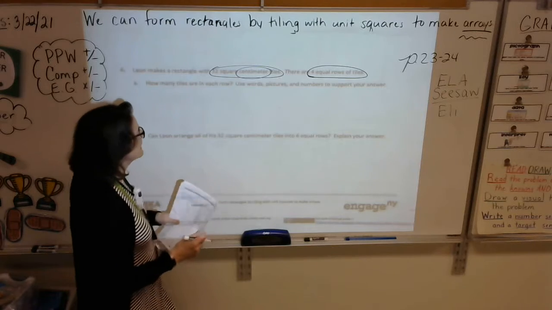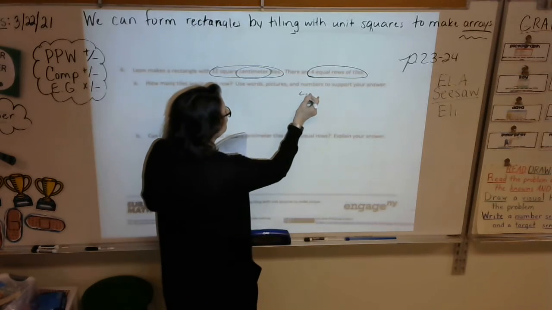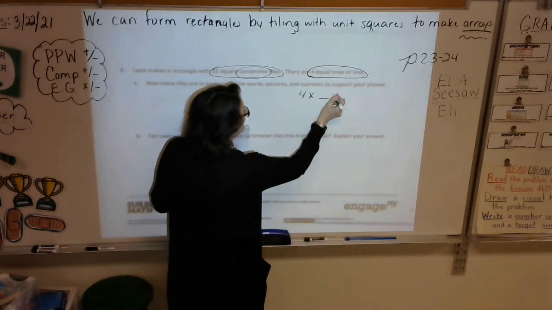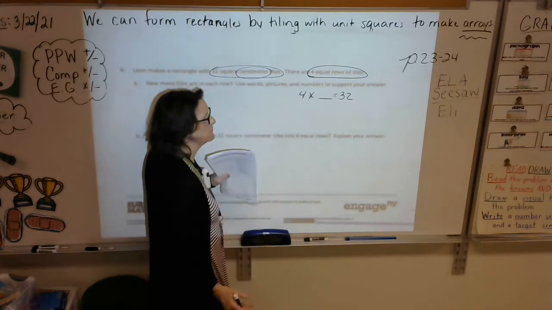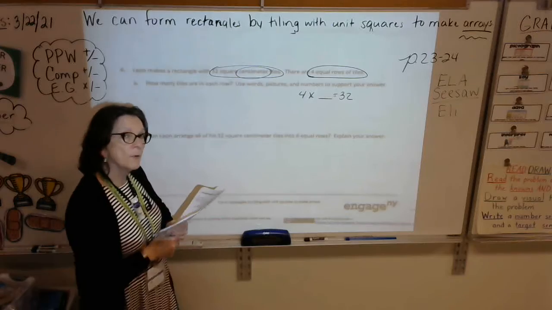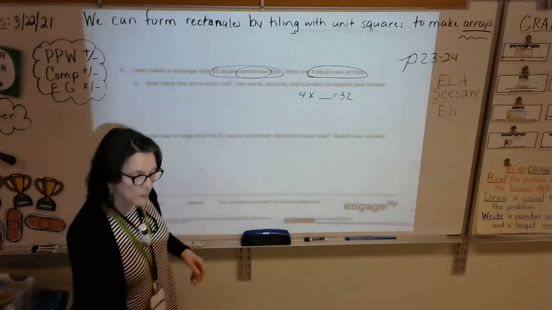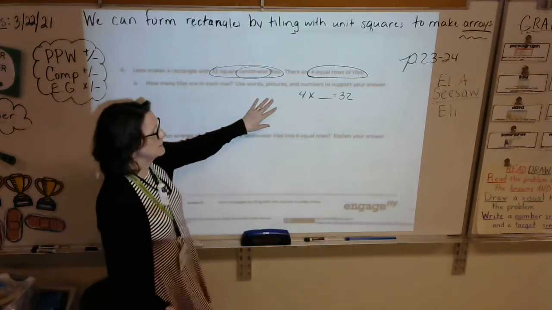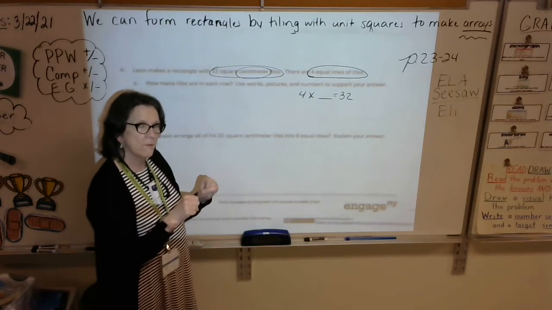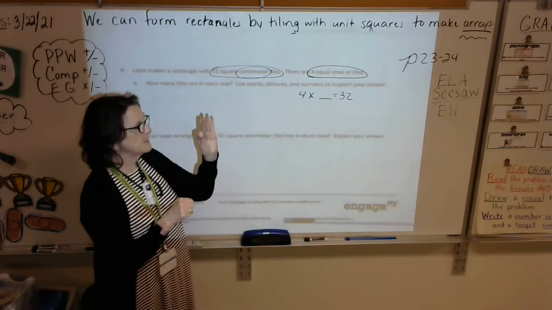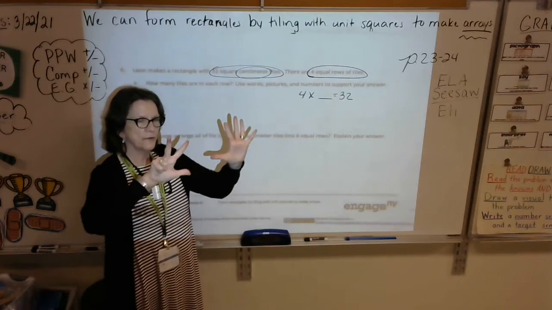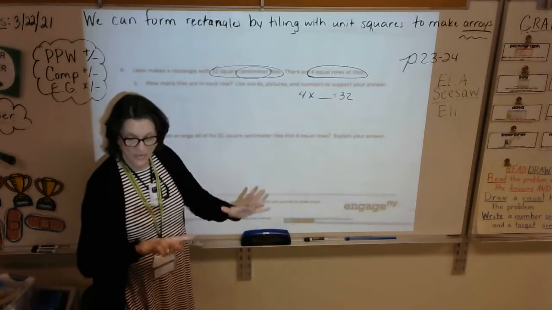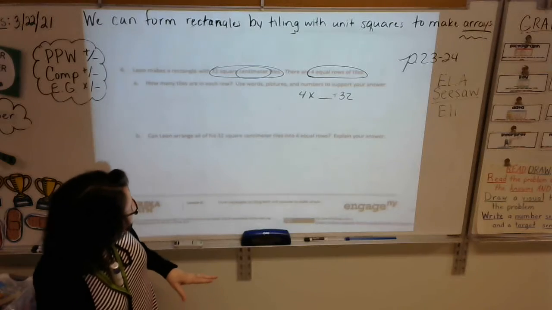Well, remember, we can start with a multiplication sentence. 4 times what equals 32? We have 4 rows. How many will be in each row to make 32? Remember, we can use our skip counting. So we're going to skip count by 4 till we get to 32. Ready? 4, 8, 12, 16, 20, 24, 28, 32. That gives us 8. So we will need 8 tiles in each row.